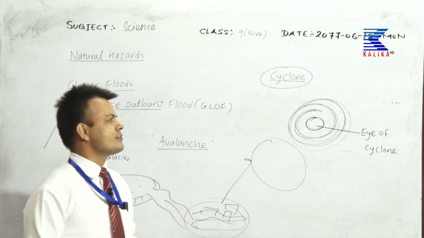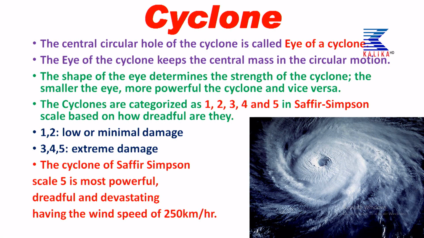So have a look on the screen. So you can have a look, this is the cyclone and there is a circular hole in the middle of the cyclone. What is this hole called? Have a look at my cursor. So this hole is called the eye of the cyclone. The central circular hole of the cyclone is called eye of a cyclone.